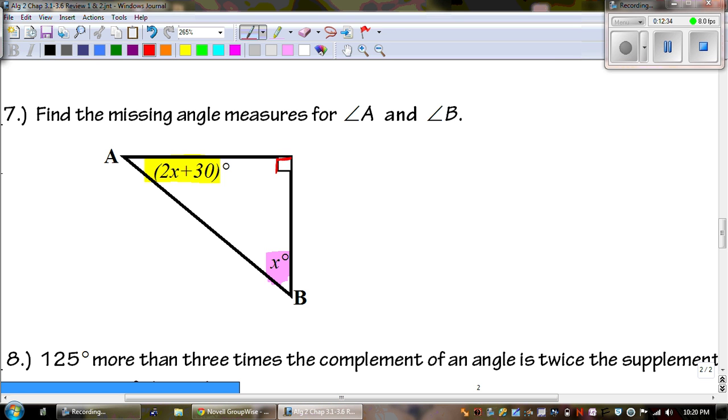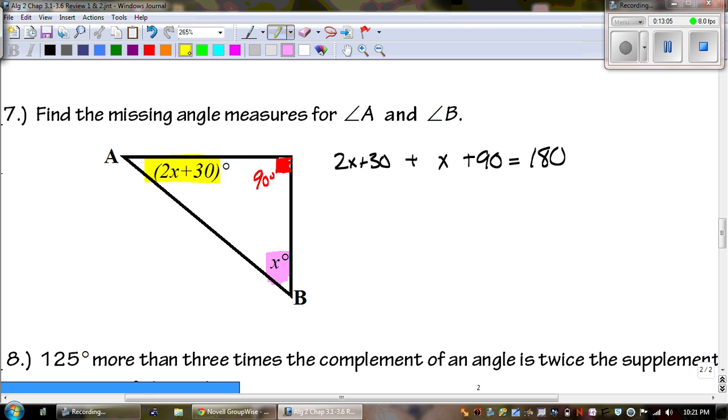Now, here's the only question. Do we know what this angle equals right here? Well, yeah, that box means that this is a 90-degree angle. So I can take what's in the yellow, my 2x plus 30, and add it with our pink angle, which is just x, plus the 90 degrees. And all of that together is going to equal 180.